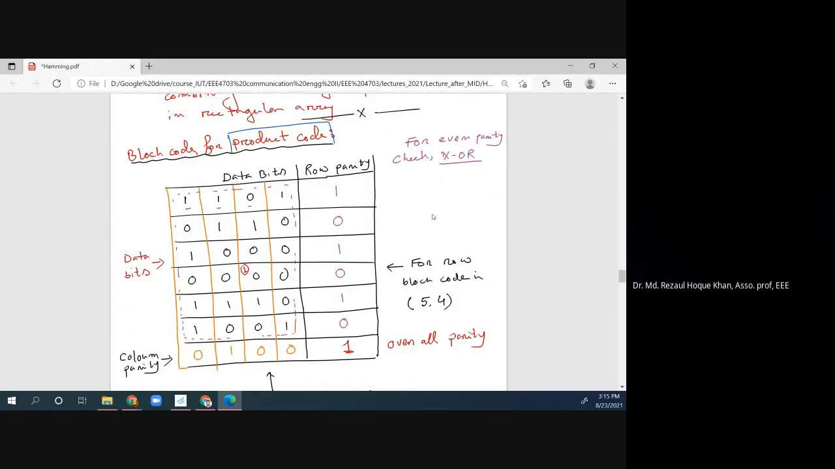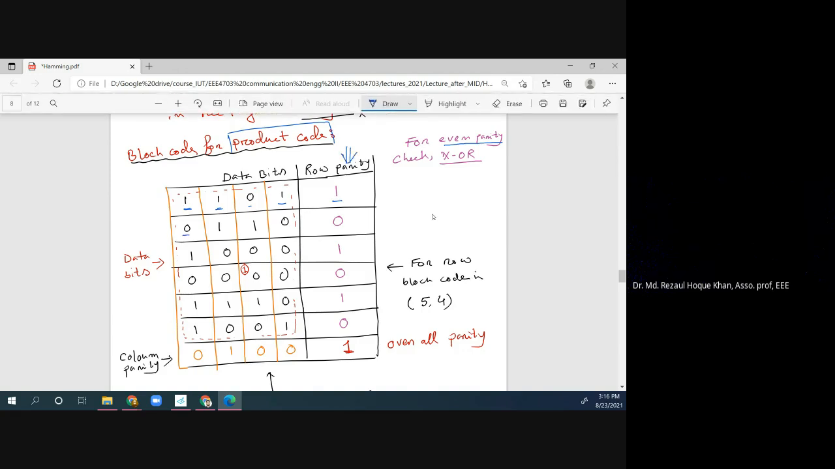Okay, so it's an even parity. Even parity means what? You see 1 1 1. It's odd, so I add an extra 1 to make it even, right? So this one is my row parity. I add an extra 1.